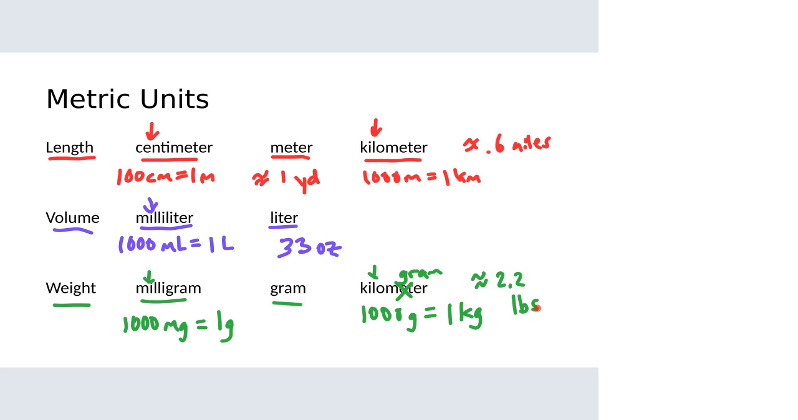And so these are our basic metric units for length, volume, and weight. The standard unit that everything else is built around are the meter for length, the liter for volume, and the gram for weight, and then the prefixes get attached on there to go either smaller than the standard unit or larger than the standard unit.